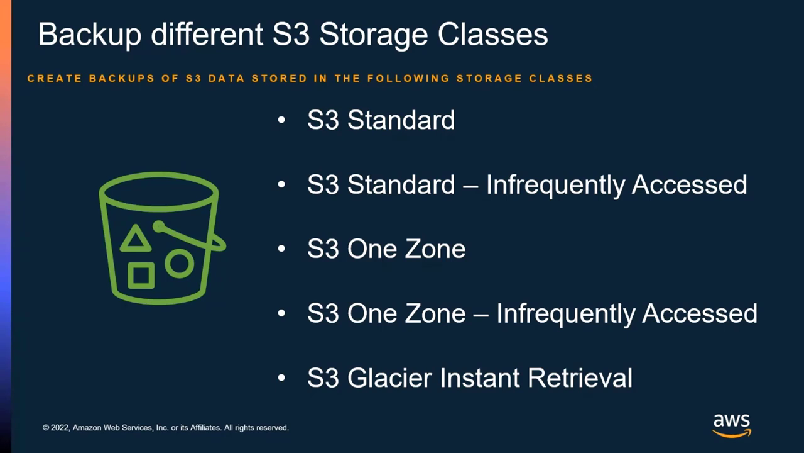These three storage classes are used to store infrequently accessed data, and you can back that data to AWS Backup's Backup Vault. And if you are using the recently announced storage class of S3, S3 Glacier Instant Retrieval, even then you can create a backup of that data and store it in our Backup Vault. Please note that irrespective of your storage class, all the backups will be stored in the Backup Vault, which is an infrastructure owned by AWS Backup. So your backups will be stored in the same infrastructure with the same security protection around it.